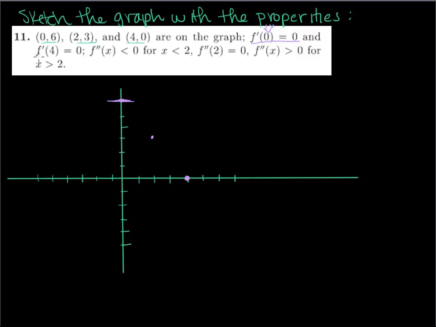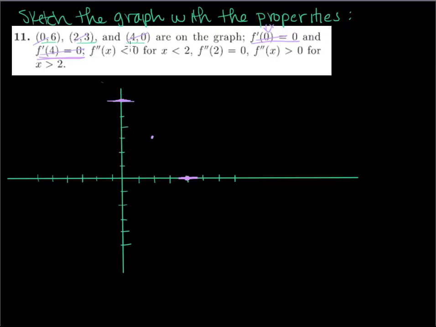What else do I know? The slope of the tangent line when x is 4 is also 0. So I know that I have a horizontal tangent line right here. I'm going to cross these off as I do them. Here's what I don't know. I don't know if the graph comes up like that here or if it goes like this here, but I know one of those two things is going to happen.